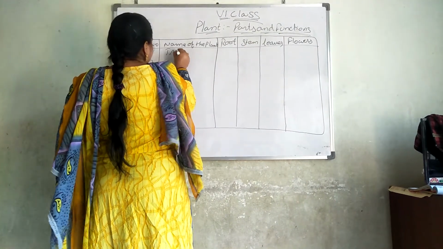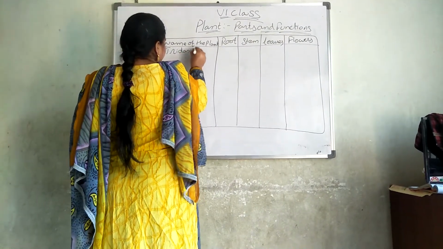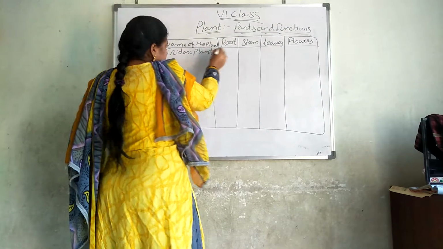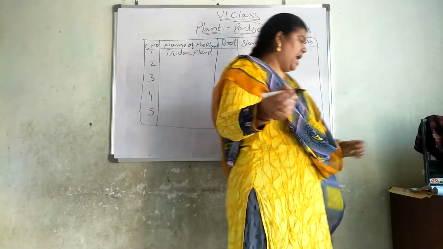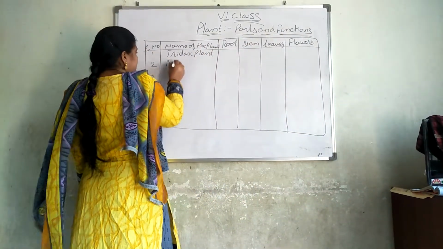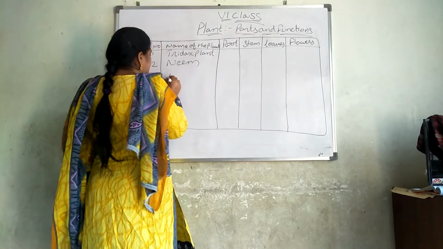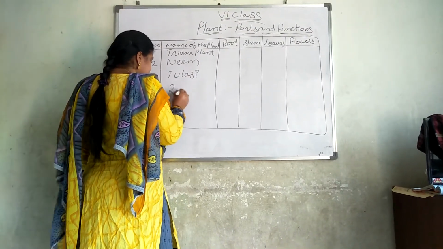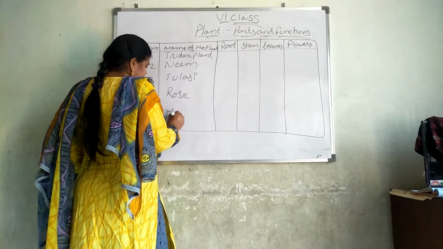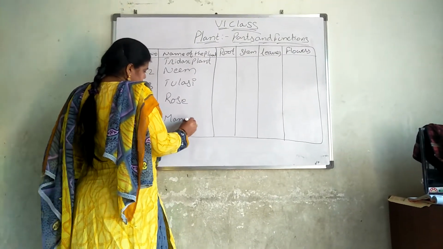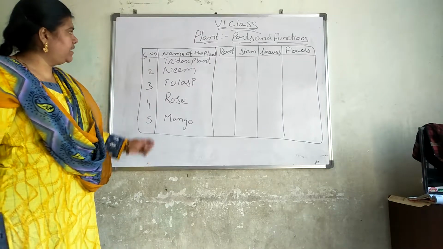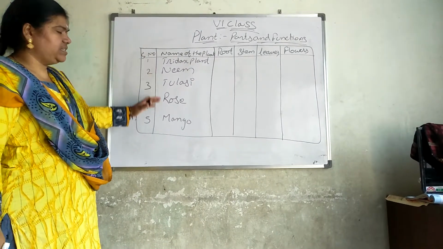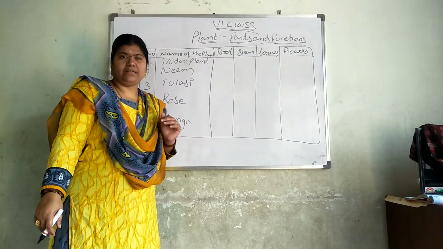Tridax plant. One was given here, Tridax plant, and we are taking neem, tulasi, rose, mango. What are the 5 plants we are taking here? Tridax, neem, tulasi, rose. What is this Tridax plant?